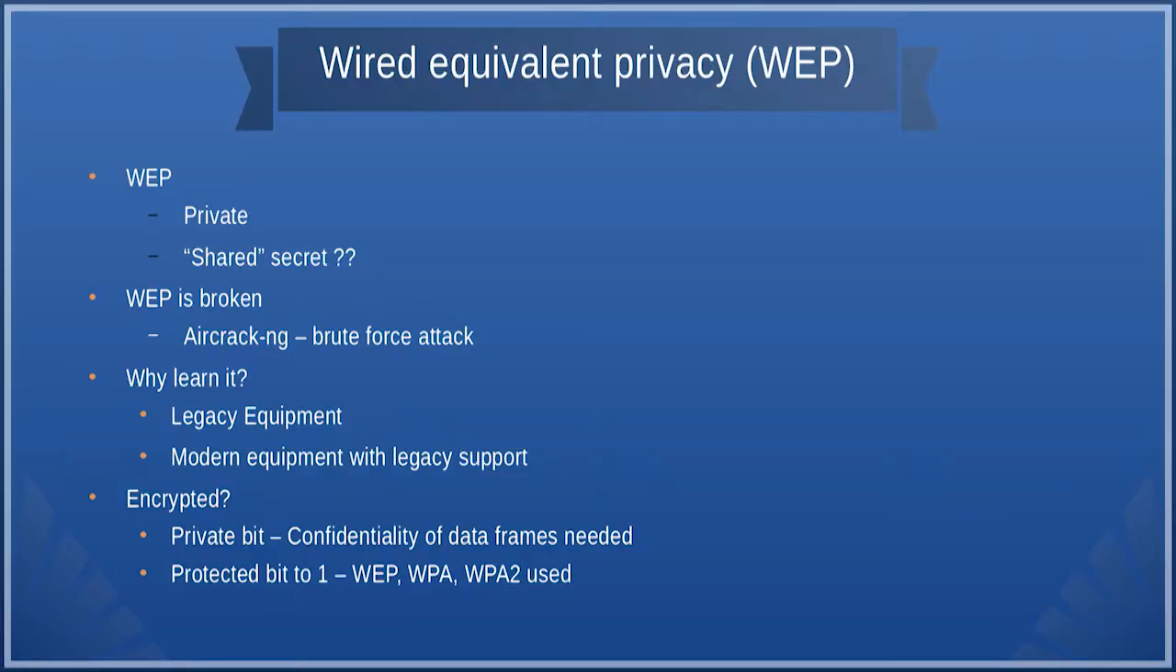So, how does one identify whether the packets that traverse a wireless network are encrypted or not? There are two bits that you can actually see. One is called the private bit. If it is set to 1, then confidentiality of data frames is needed. And there is something known as the protected bit. If you want to see this, just open Wireshark, capture a wireless frame and take a look at it. It tells you what type of security is used.